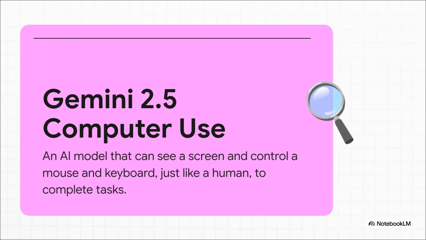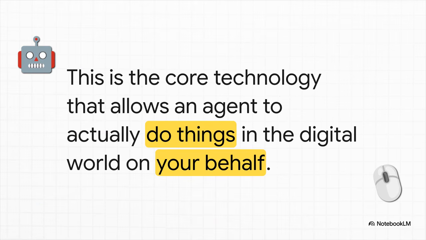Yeah, the name's a bit of a mouthful, I know, but the idea behind it is actually super simple. Basically, think of it as an AI that can literally see your computer screen and use a mouse and keyboard just like you do. It can browse websites, click on buttons, and fill out forms. And that, right there, is the absolute key.